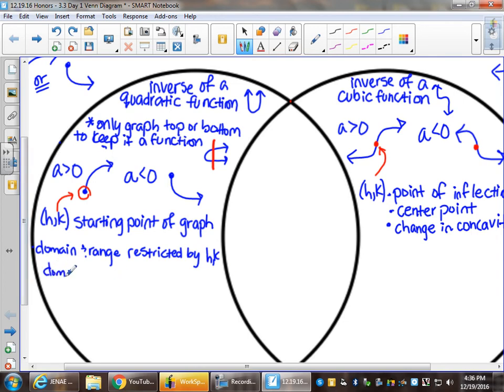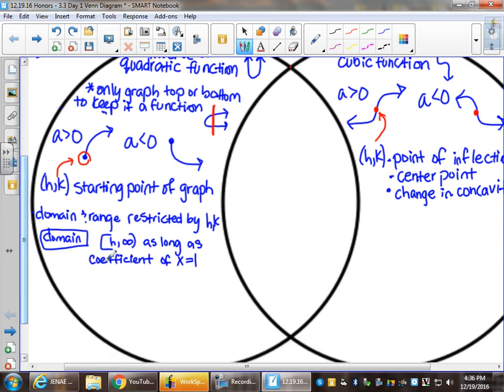Domain will be h comma infinity as long as the coefficient of x equals 1. And as crazy as that sounds, you already know what this means. You may just not remember right this second.